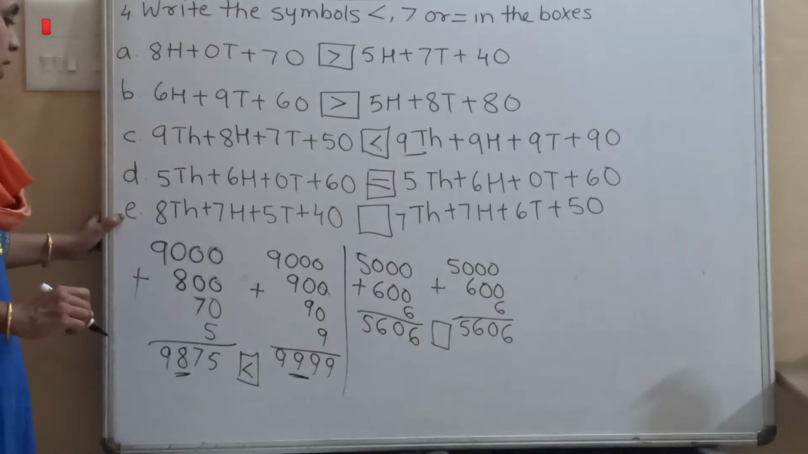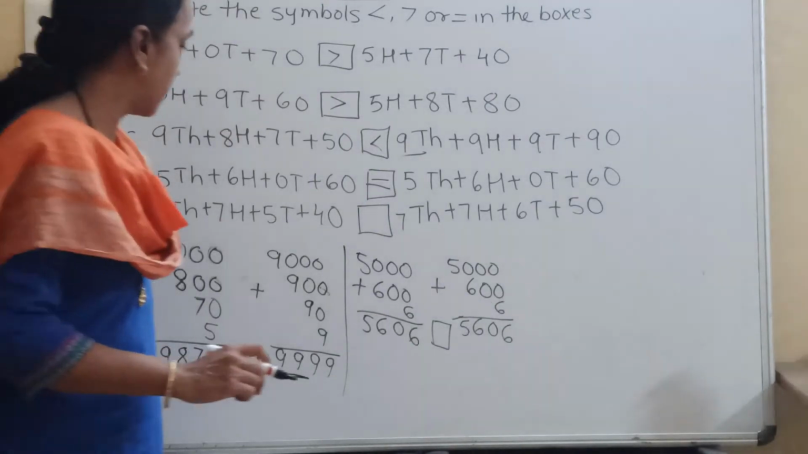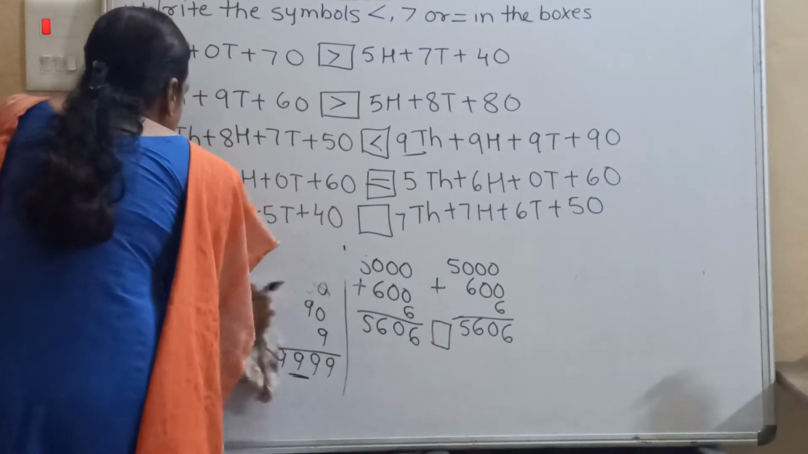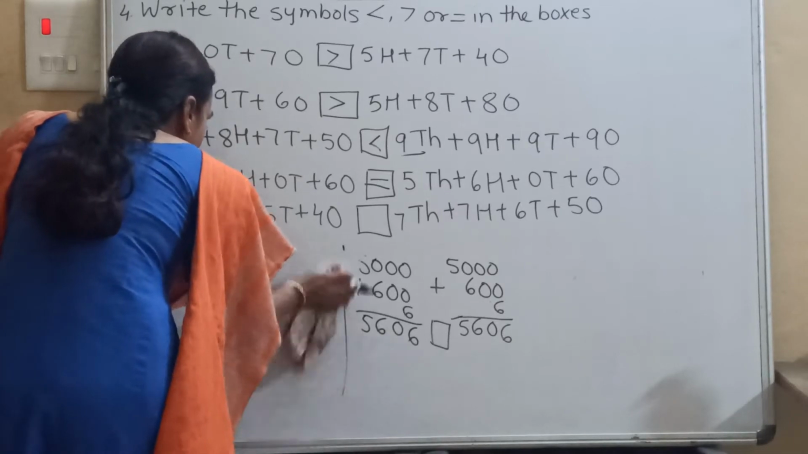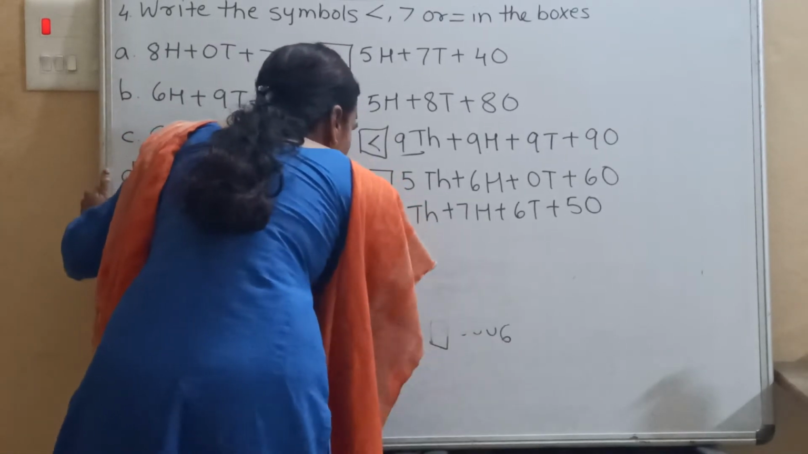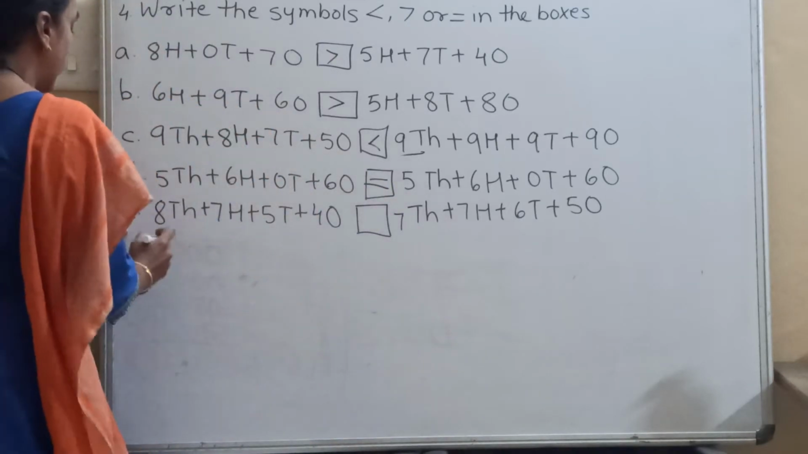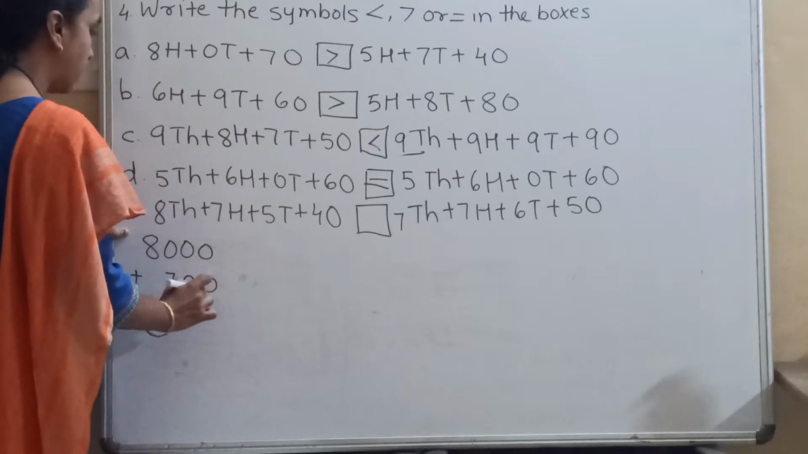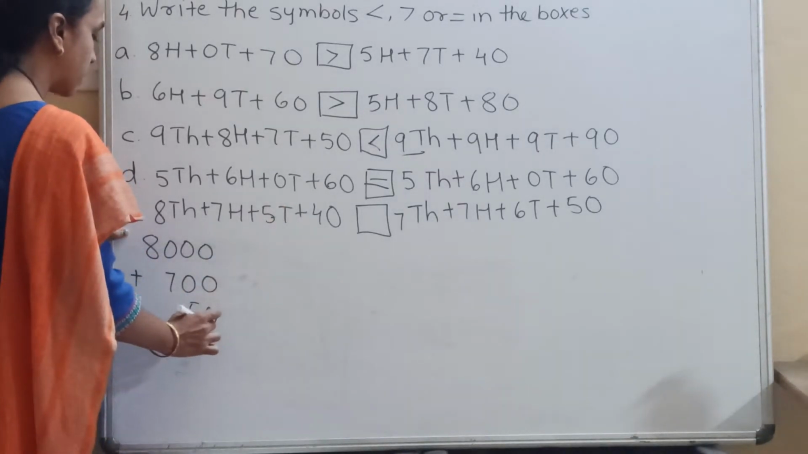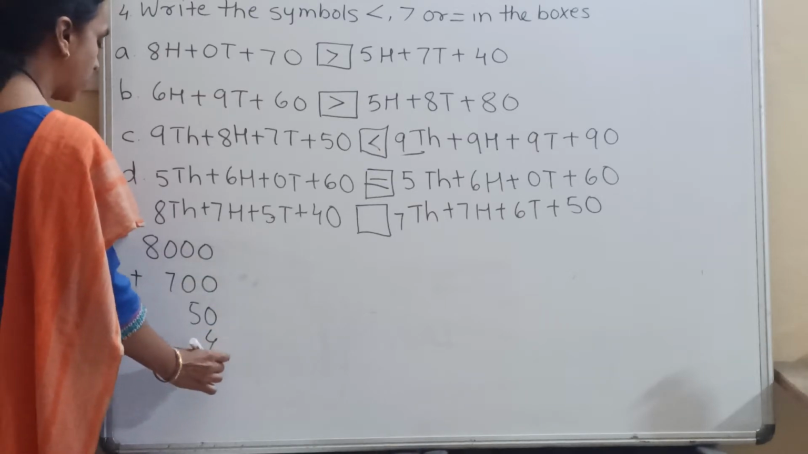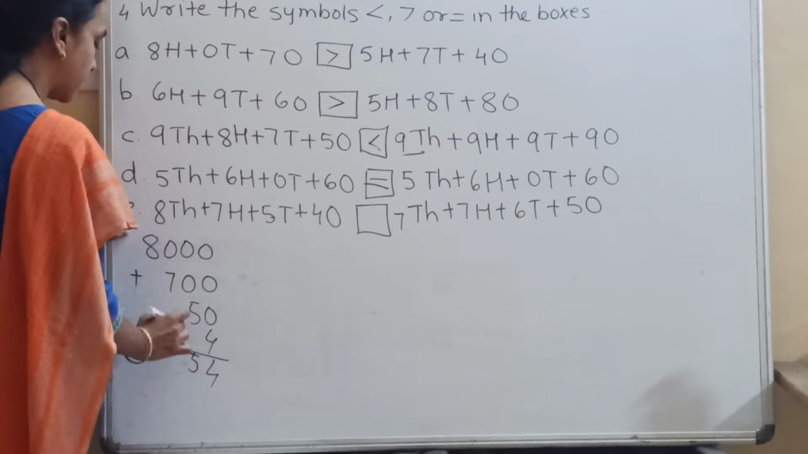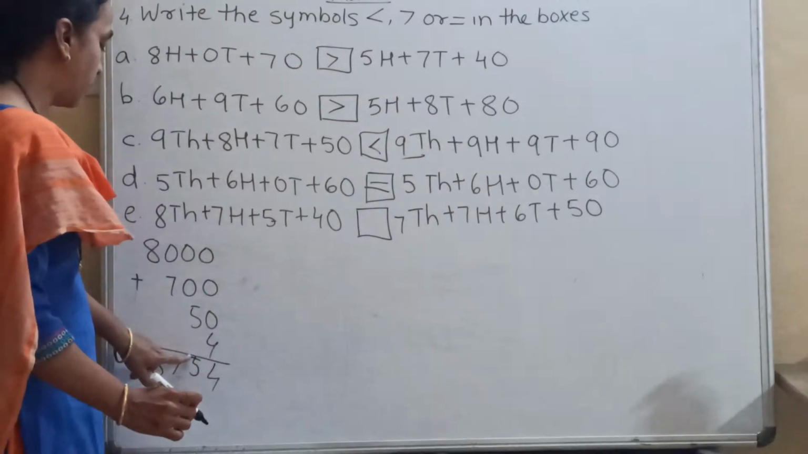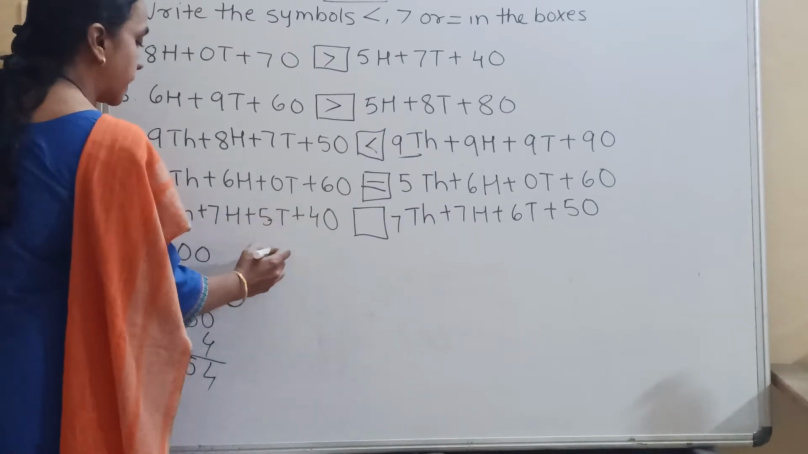Okay. Now see question E. 8,700. Wait, we will drop this first. So 8,000, this side is what? 8,000 plus 700 plus 5 tens means 50 plus 4 ones means 4. 4 plus 0, 4. 5 plus 0, 5. This 7 plus 0, 7. This 8 as it is. 8,754 this side. And what is that side?